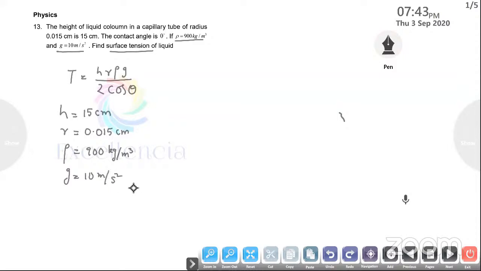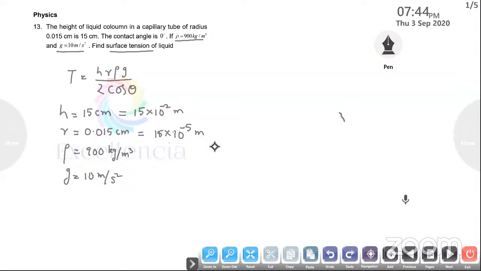And here density and acceleration due to gravity are given in terms of the SI system. So we must convert height as well as the radius of the capillary tube in terms of meters. So this is 15 into 10 power minus 2 meters, and this will be 15 into 10 power minus 5 meters.